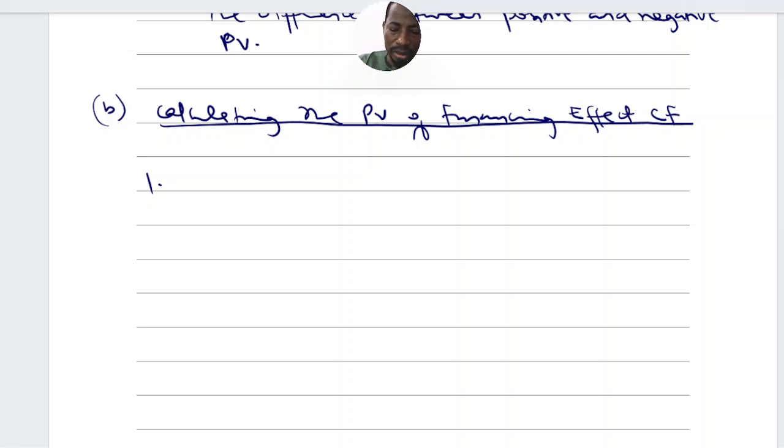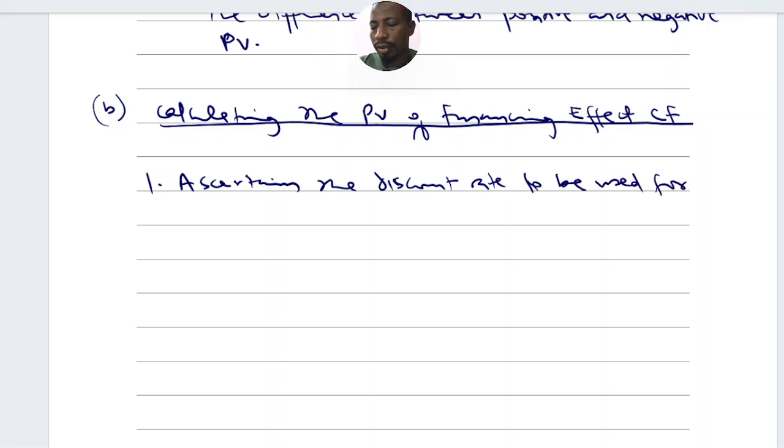So step 1, ascertain the discount rates to be used for cash flows arising from financing.